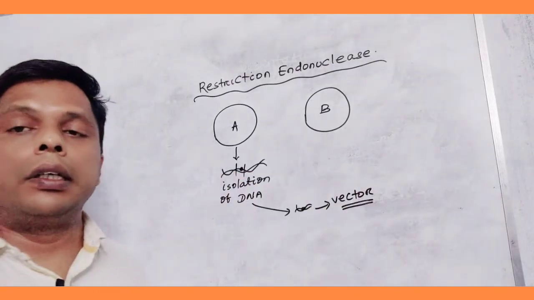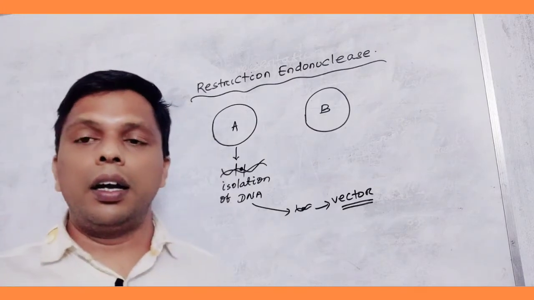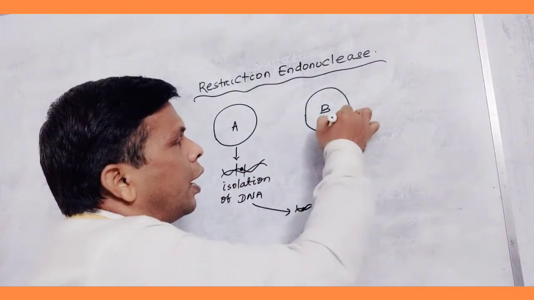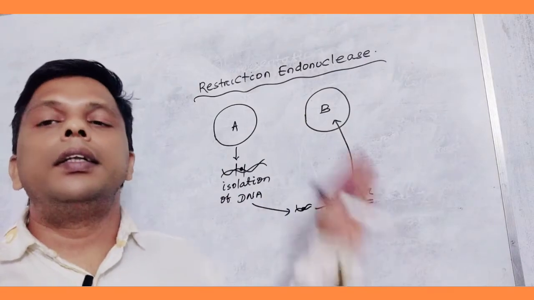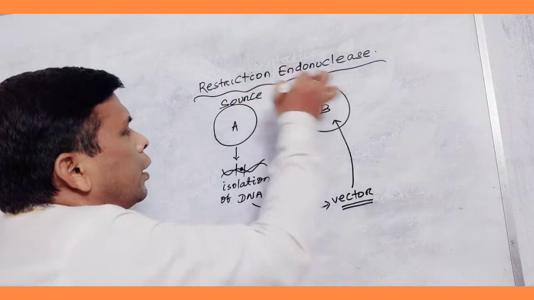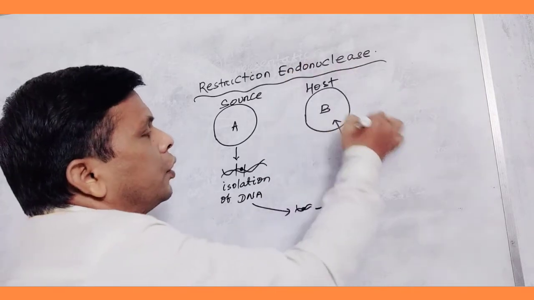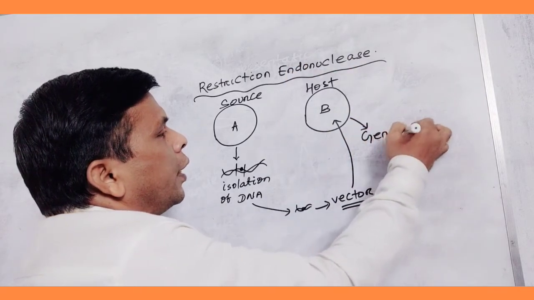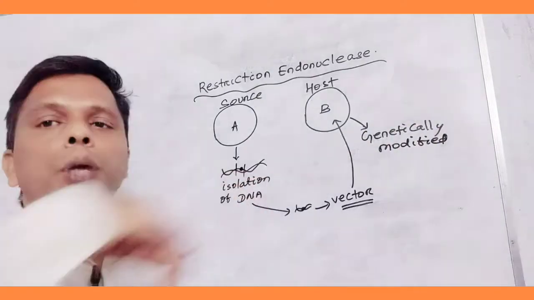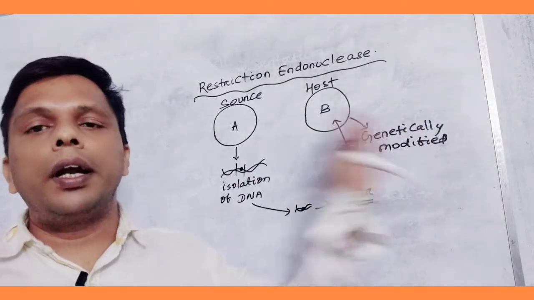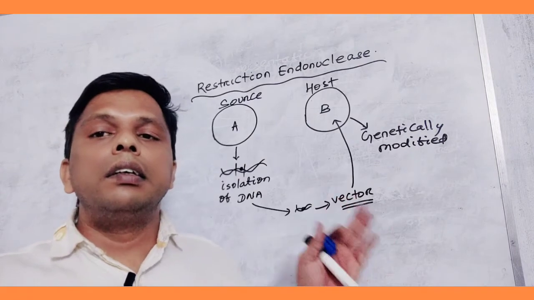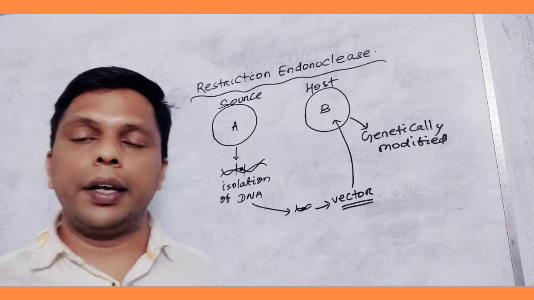What is a vector? The vector is a carrier molecule, and here we are using a plasmid as the vector. So, the vector carries it and gives it to cell B. Cell B becomes genetically modified. This cell is the source cell, and the other is the host cell, which becomes the genetically modified cell. Suppose we intend to produce insulin. So, the insulin gene is isolated and introduced into it. Hence, this is the basic technique of delivering DNA.